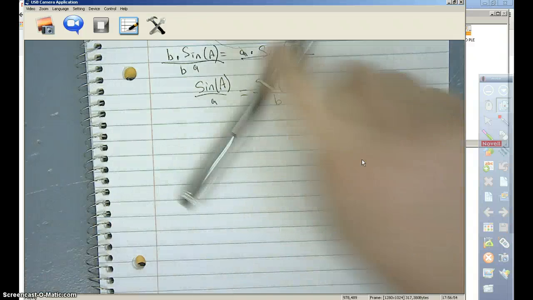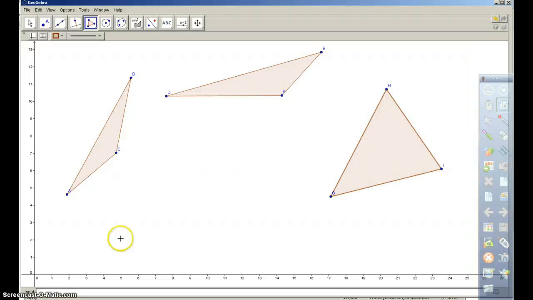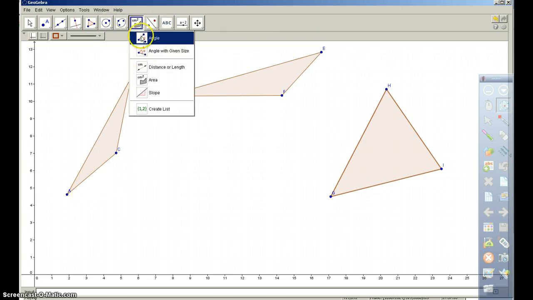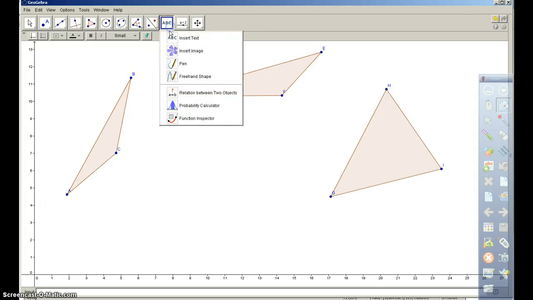Actually, let me switch over to GeoGebra and we'll do one over there. Okay, so when is this useful? When would this be useful to me? Well, it's going to be useful when I know some angles, right? Let me actually write this out.